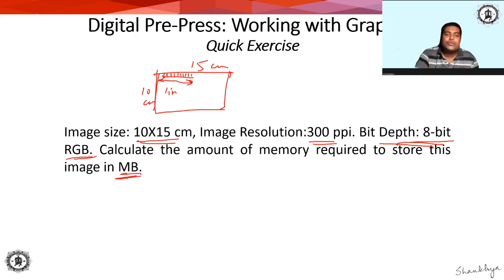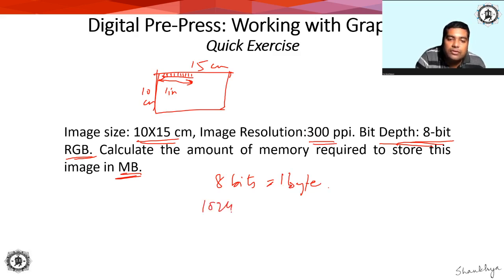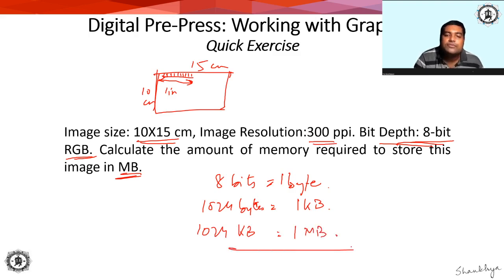One hint I am giving you: 8 bits equal 1 byte. 1024 bytes equal 1 kilobyte. 1024 kilobytes equal 1 megabyte. All this information is given. Now just simply find out the amount of computer memory required to save this image in megabytes.